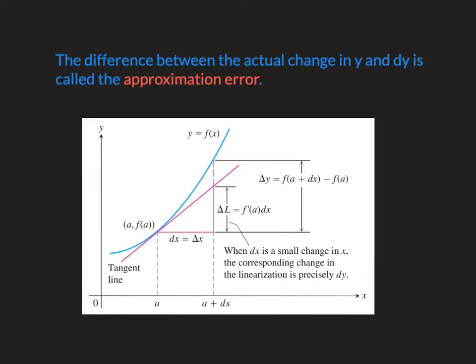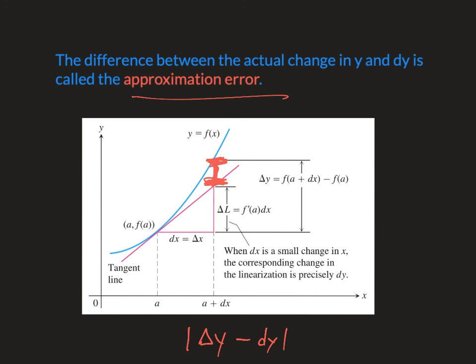And when you subtract the actual change, delta y, minus the dy, that's called the approximation error. And it's usually the absolute value of that calculation. So the difference between the actual change and the approximation change is called the approximation error. It's how far off we were in our approximation. On the graph, what I'm talking about is this distance right here. That's the difference between the function value change and the differential.